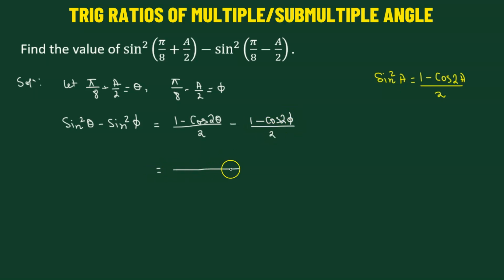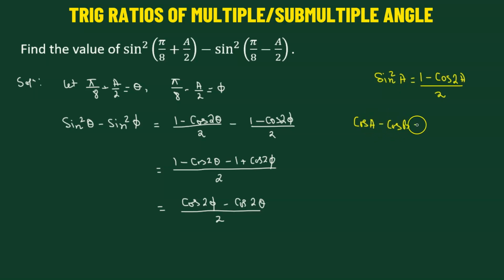So let's combine them. We have 2 in the denominator, and in the numerator we have 1 minus cosine of 2 theta minus 1 plus cosine of 2 phi. That will be equal to cosine of 2 phi minus cosine of 2 theta, whole divided by 2. Now we can combine cosine of 2 phi minus cosine of 2 theta. There's another formula for the difference of two cosine functions, cosine A minus cosine B. That's given by 2 times sine of angle (B plus A) over 2 multiplied by sine of angle (B minus A) over 2. So let's use this formula.